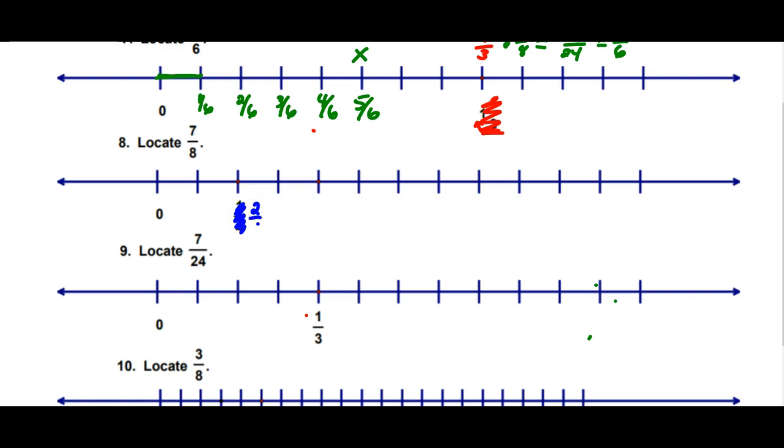1/4 is the same thing as 2/8. And that means that this one is 1/8 because it's half of 2/8. So you've got 1/8, 2/8, 3/8, 4, 5, 6, 7. 7/8 is right here. Try out number 9 on your own.